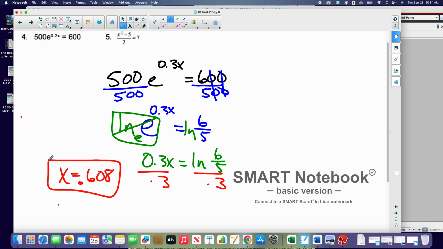Now you're noticing these are not very pretty numbers right now. We're needing our logs to help us to solve it. Couple more problems. Hang with me. You look like you're fading on me. X to the 1/3 minus 5 divided by 2 is equal to 7.